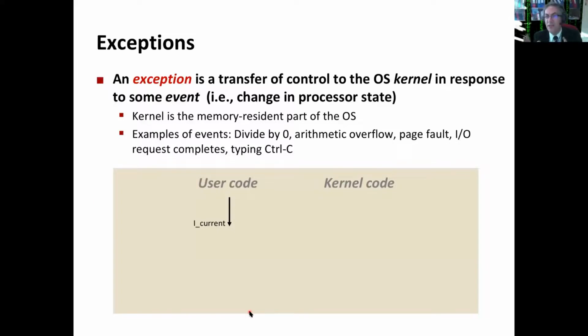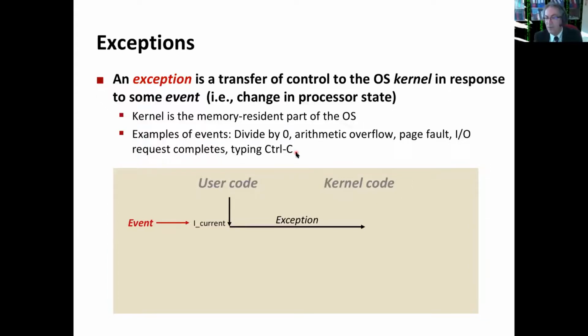So an exception is that you have some user code here, and you're executing your instructions one by one. You may be jumping, calls, returns, but it's always the same sequence of instructions. Now, when you look at the code, there's two parts of code. There's the user code, this is where your executables are, and there's the kernel code. In the user code, when you execute an instruction, let's call this I_current, and then an exception happens. It can be divide by 0, it can be arithmetic overflow, it can be a page fault, it can be an IO request completing like data coming in, or the user typing Control C. So when this happens, we call this an event, and then an exception is basically thrown.